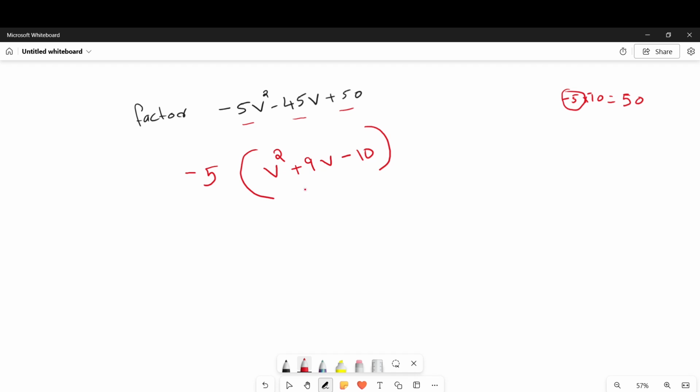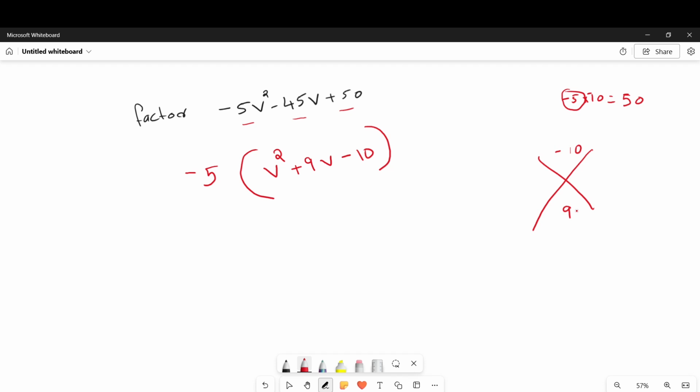Okay, so let's keep the minus 5 outside and just factorize the term inside the brackets: v square plus 9v plus 10. Same technique, a simple trinomial. Keep in mind, when we multiply the two numbers I need to get minus 10, and when we add the two numbers, I need to get 9. It's very, very simple.